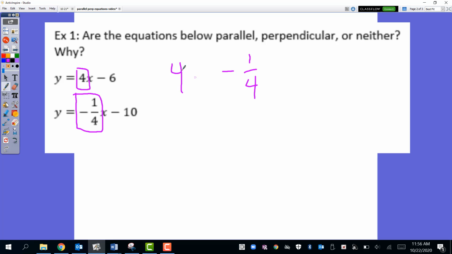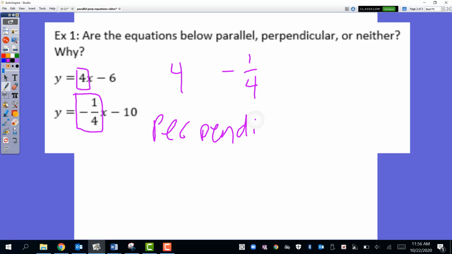I can tell they're definitely not parallel because they're not exactly the same number. Are they flip and switch? Well, if I flipped 4, that would turn into 1/4. This one's positive, this one's negative. So yes, they are perpendicular.